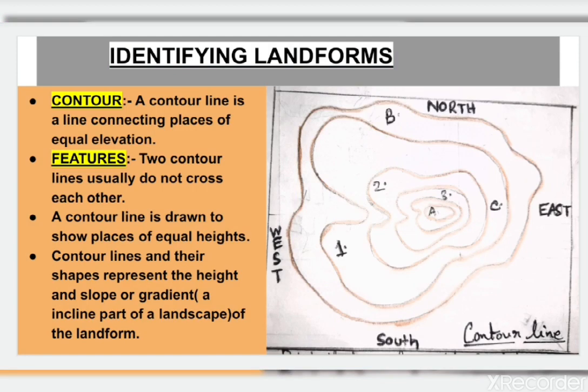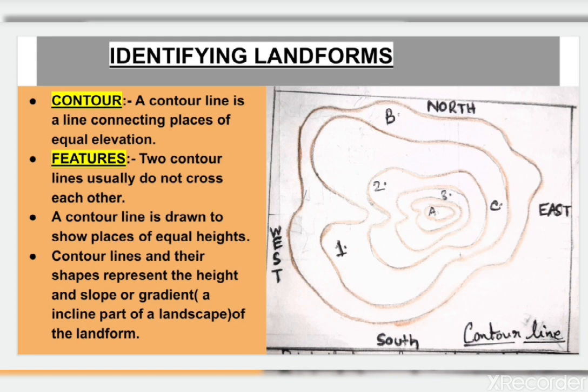Next, the identifying landforms. First you need to know contour line. What is contour line? A contour line is a line connecting places of equal elevation. Now you need to know the main important features of this contour line. So the two contour lines usually do not cross each other. A contour line is drawn to show places of equal heights. Contour lines and their shapes represent the height and slope or gradient. Gradient is an inclined part of a landscape of the landform.